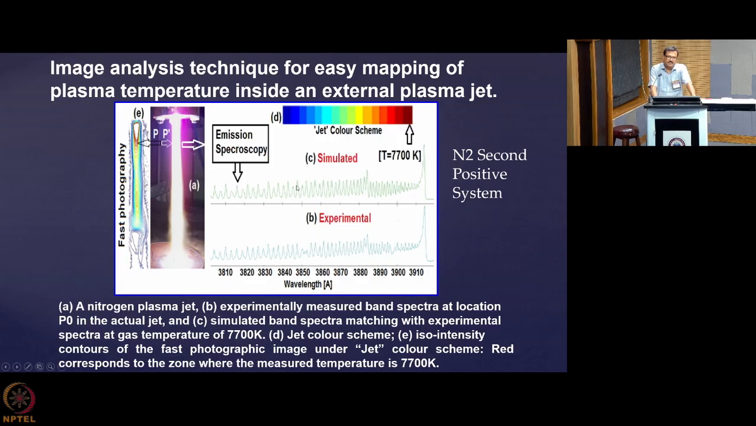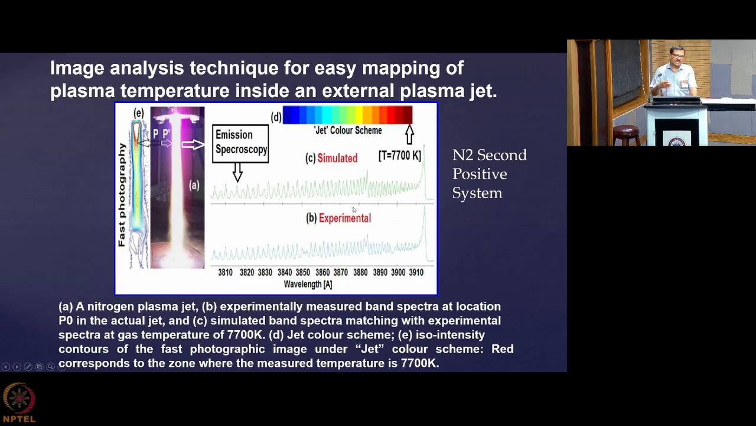And we are trying to get the simulated band, and we are trying to find where it matches very close to the experimental one. We are changing the temperature, and we see that when you set the temperature to be say 7700, then the experimental and simulated spectra match very perfectly. So, then we say that okay, the temperature of the plasma at the location from where the light has been collected is this much.